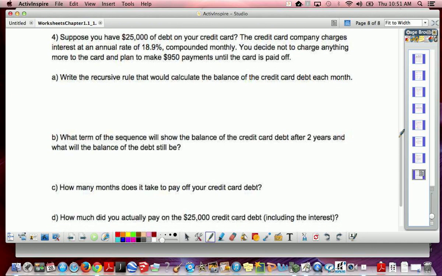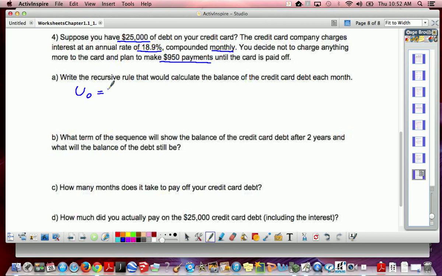All right, last one. Number 4 is just another credit card with a little bit higher interest rate and a bigger monthly payment. So you're borrowing $25,000, annual interest rate of 18.9%, compounded monthly, and your monthly payment is $950 a month. You're going to do that until the car is paid off and not charge anything. That's the key, not charging anything.